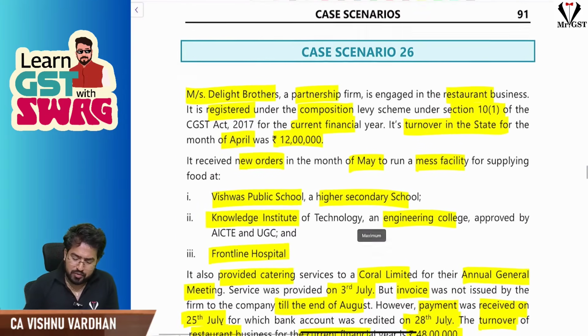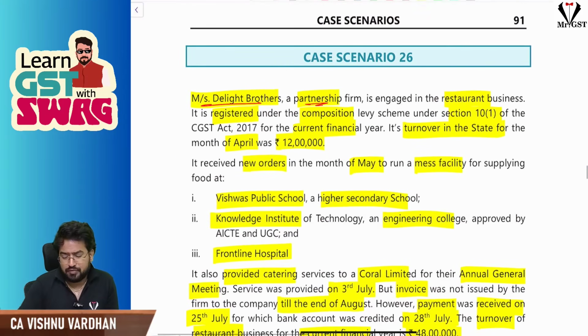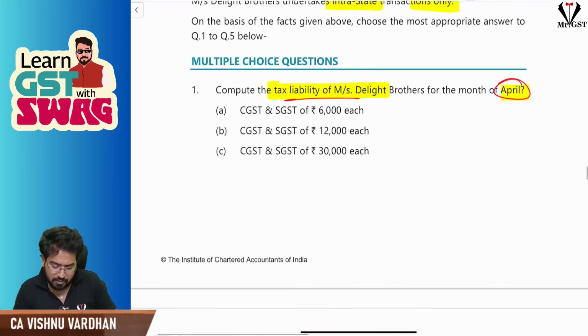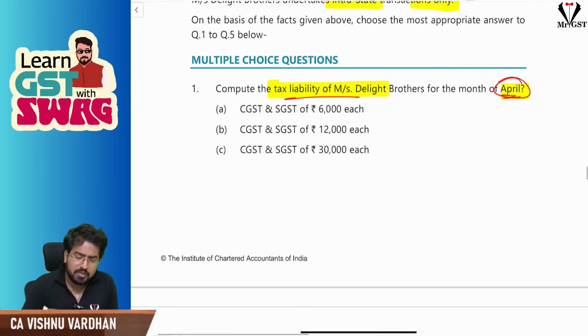Coming to the question, a small question. Delight Brothers is a partnership firm doing restaurant business, registered under GST but opted for the composition scheme under section 10 subsection 1. In the current financial year, the turnover for April is 12 lakhs, and they have asked the tax liability for the April month.